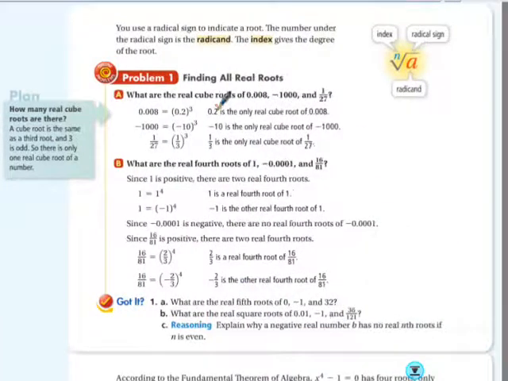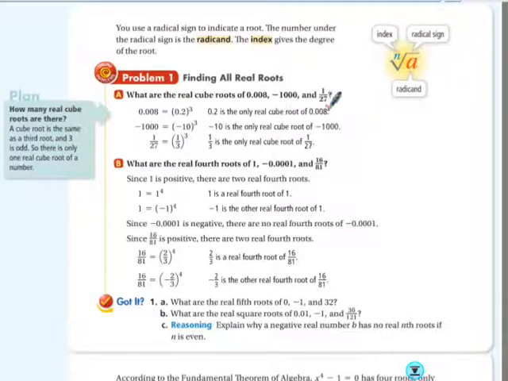We use a radical sign to indicate a root. The number under the radical sign is called the radicand. The vocab is important, because if a question uses vocabulary, you're going to need to understand it. The index gives the degree of the root. So if it's square root, we don't write anything. But with cube root, we put a 3 there. Fourth root, we put a 4 there, same thing.